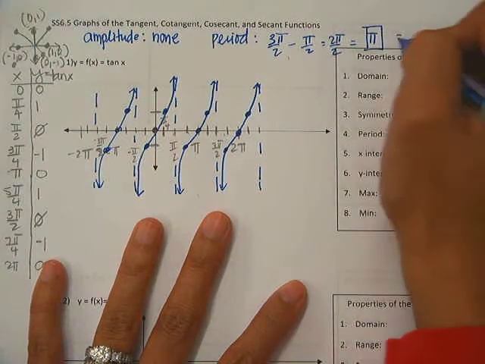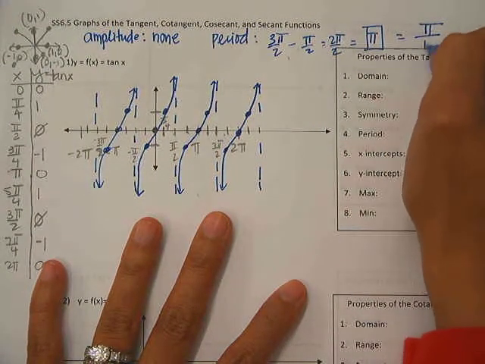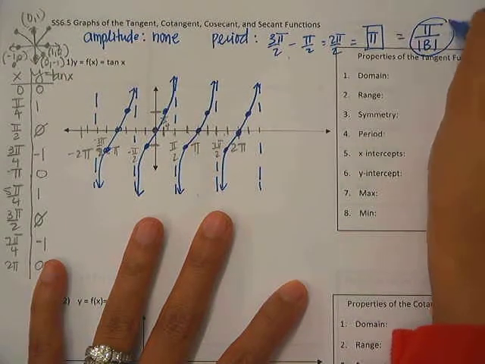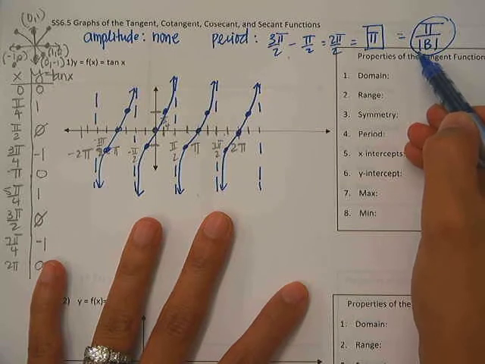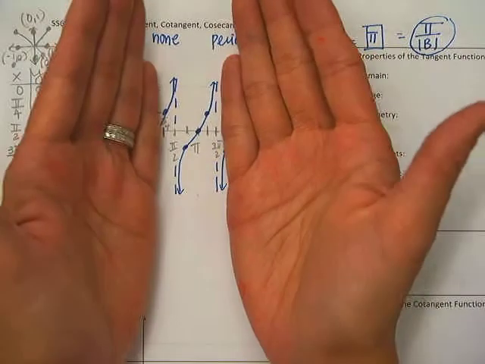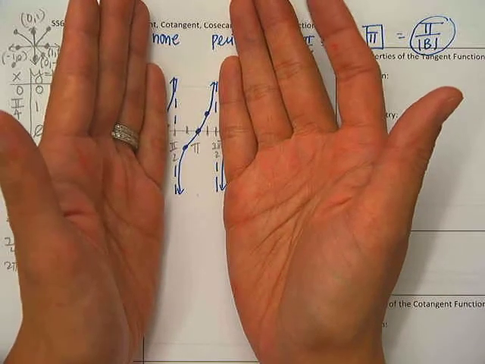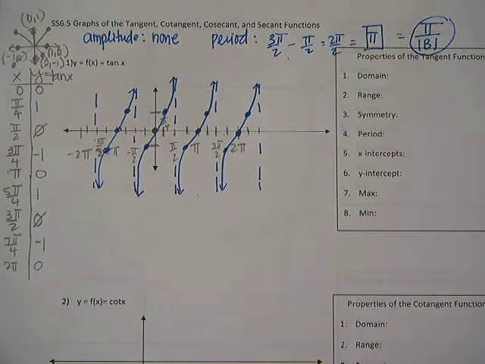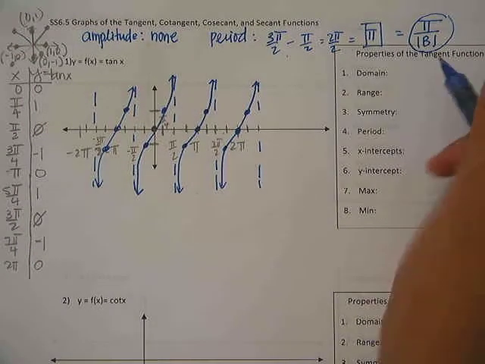So the formula is going to be pi divided by the absolute value of b. Remember, for cosine and sine, we had 2 pi divided by the absolute value of b. But for tangent, if you look at this, it only repeats every pi distance long. So the period for tangent is not the same as cosine and sine. So let's talk about the domain.